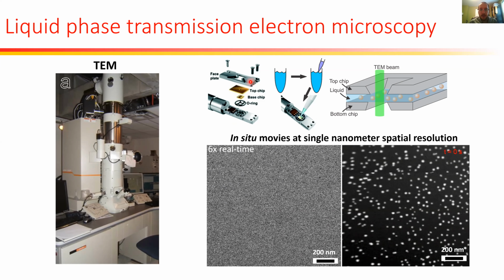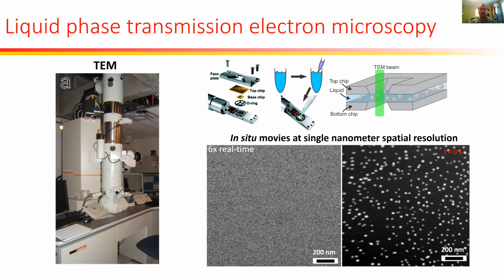And so a cartoon of this is shown here on the right, where we have 2 chips. We have a hole in the middle. Right here is a very thin membrane spanning this hole. And then this contains the liquid layer. And then we can put whatever we want in here. People have put nanoparticles. People have put proteins in here. People have put live cells in here. You can put all kinds of nanometer scale objects inside of here, as long as they're small enough, less than a couple of microns.